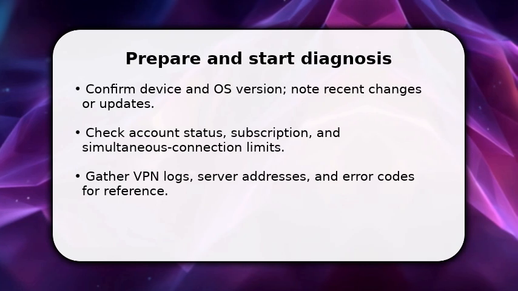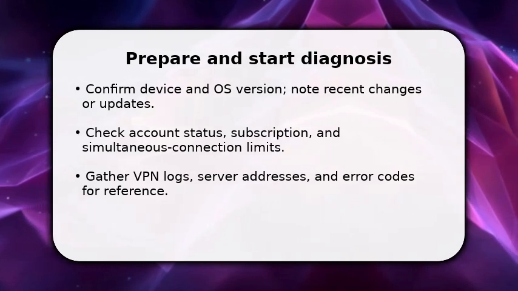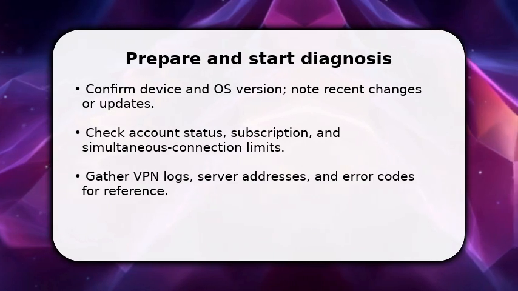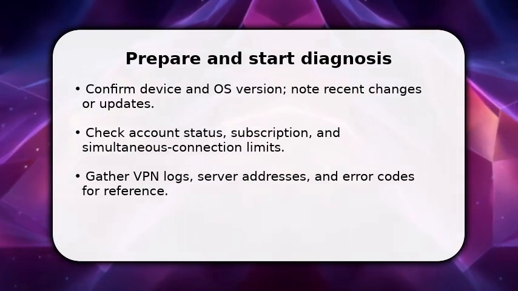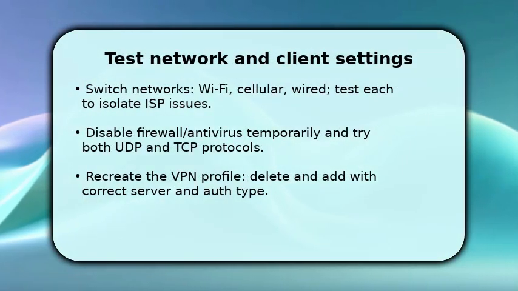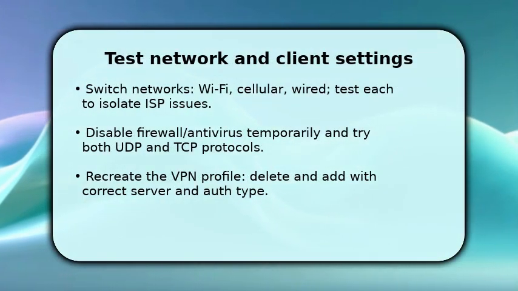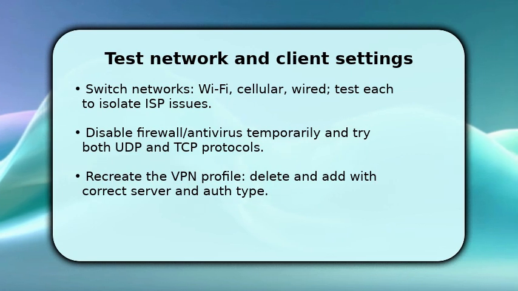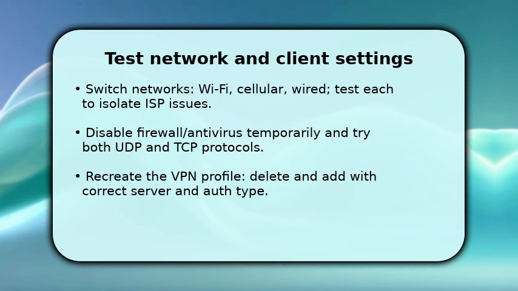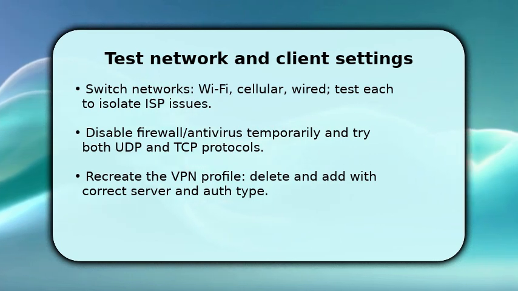Copy server addresses. Once done, you'll be ready to attempt the first reconnection and isolate whether authentication, network, or client configuration is the issue. You now run targeted checks. Switch to an alternate network like cellular or another Wi-Fi to see if the problem is ISP or local. Then, temporarily disable firewall or antivirus to rule out blocking and retry with UDP and TCP.